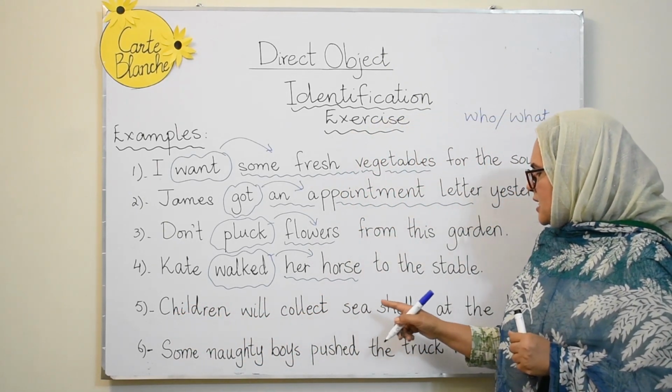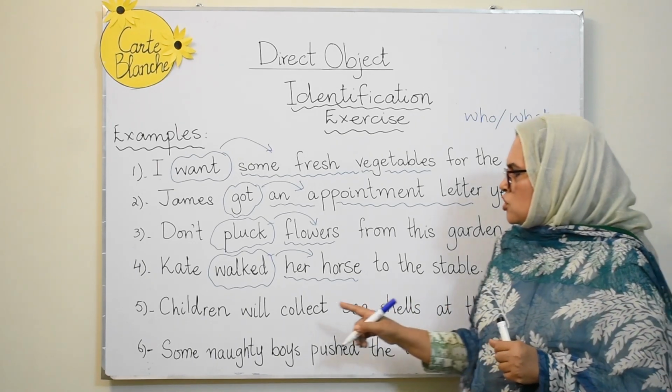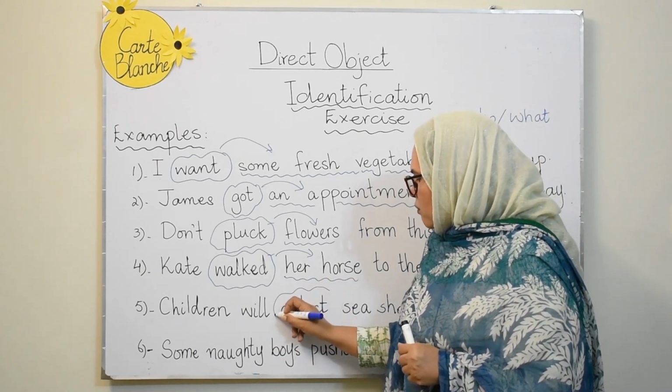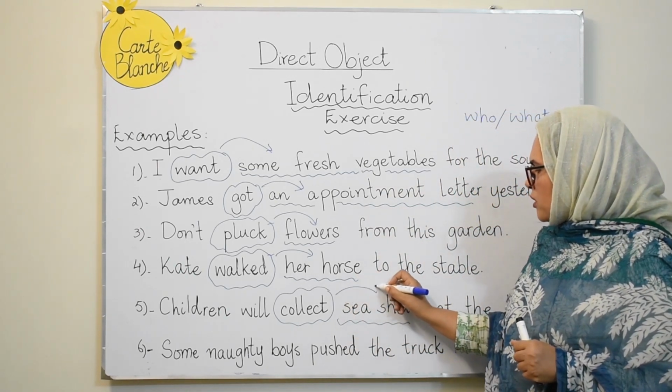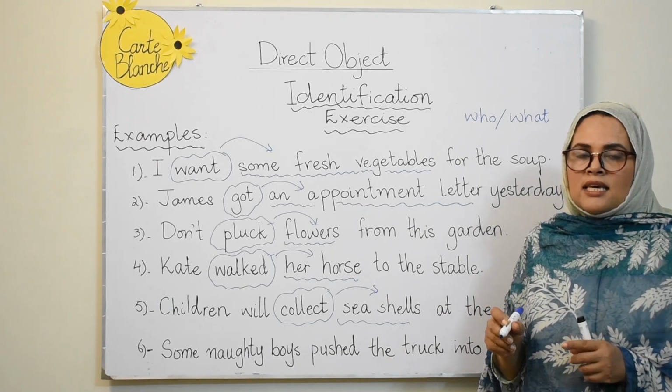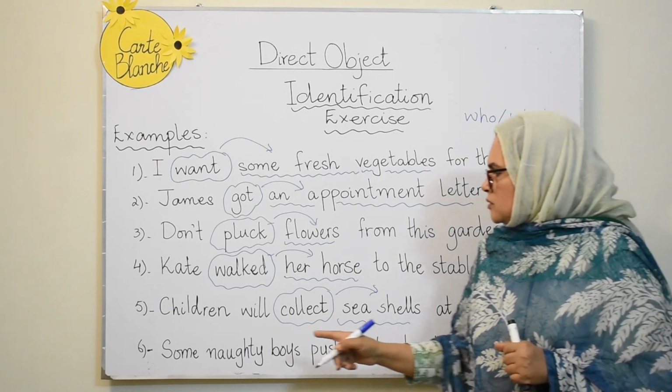Children will collect seashells at the beach. So children will collect what? They will collect something, and what is that? They will collect seashells. Okay, so seashell is the direct object.